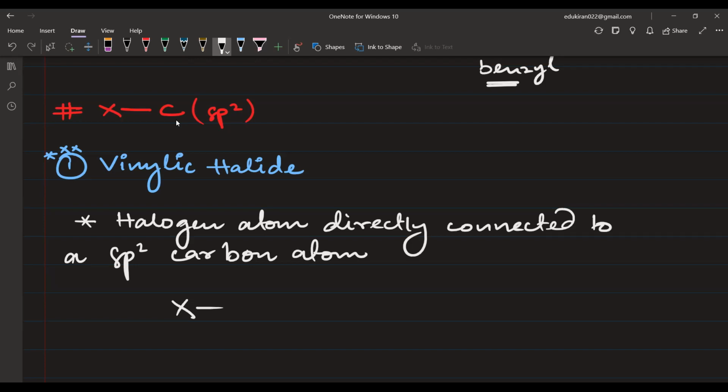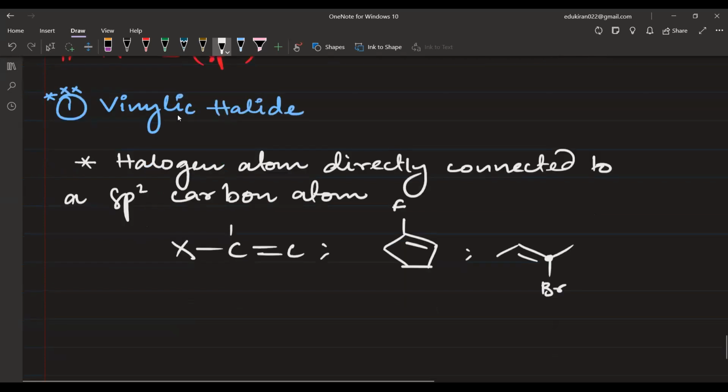Now, Wafia, tell me, will this carbon have only single bonds or will there be some double bond? Yes, Wafia? 1 double bond. Very good. So we have fluorine here. We add a double bond here. See this carbon atom, it is already having double bonds. So all of these are examples of vinylic halide.